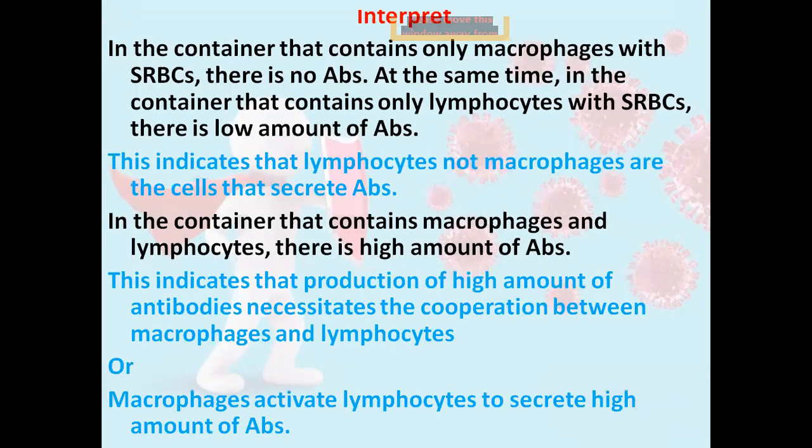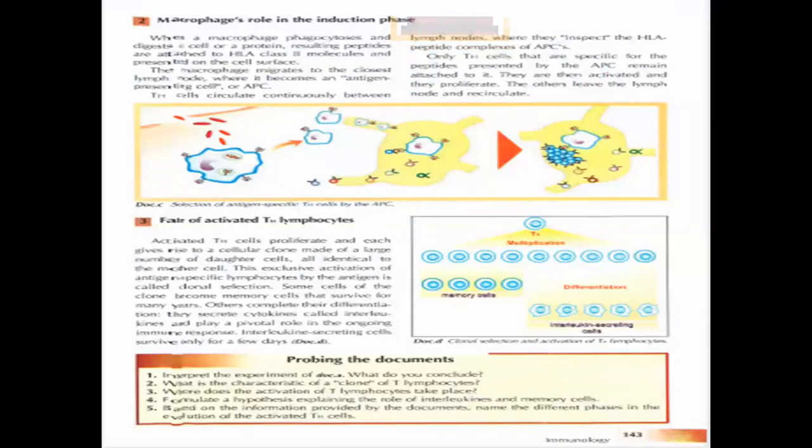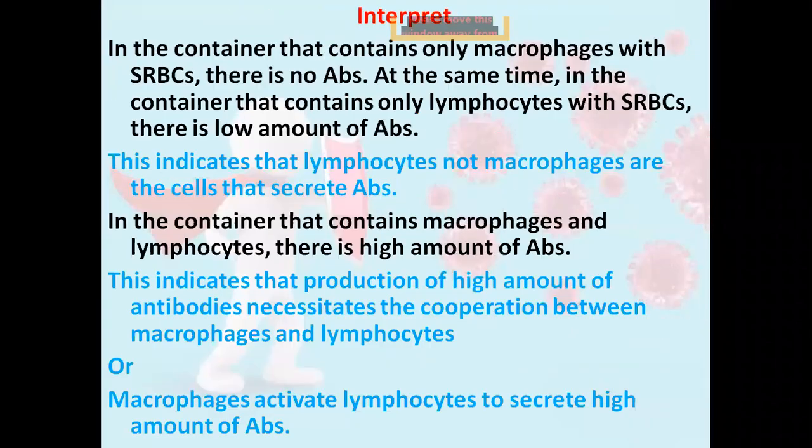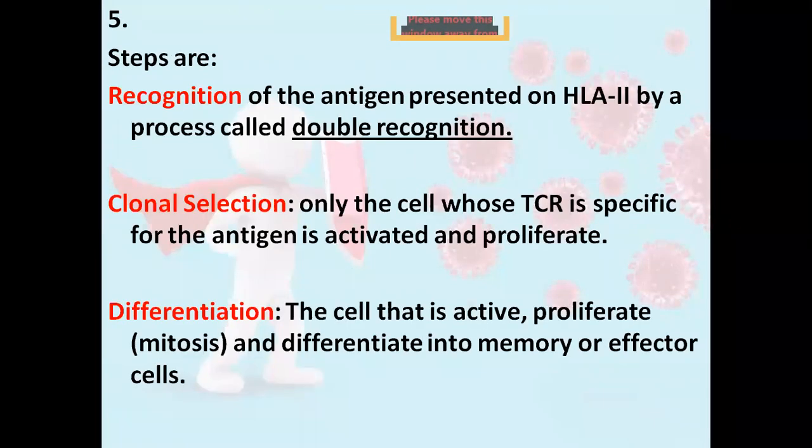Part 5, what do you want? Based on the information provided, name the different phases in the evolution of the activated T helper. T helper, what do they undergo? First, recognition. They recognize the antigen presented on HLA class 2 by a process we call double recognition. Already we talked about this.